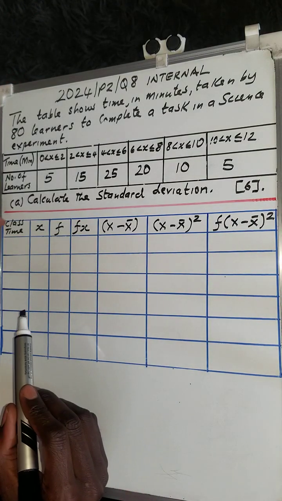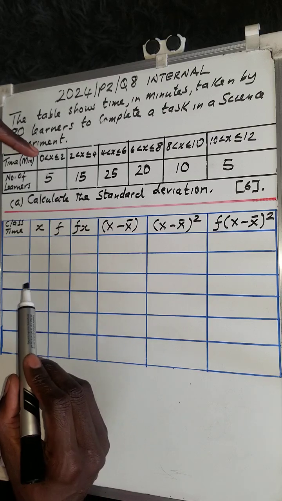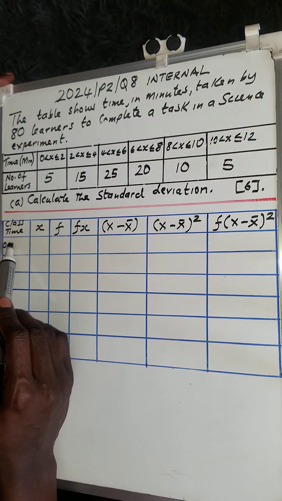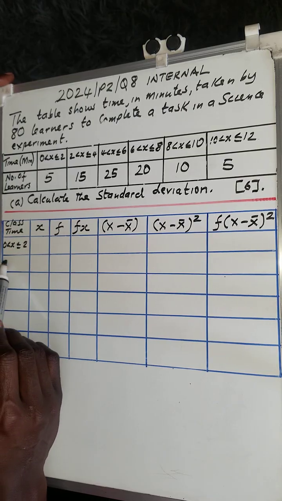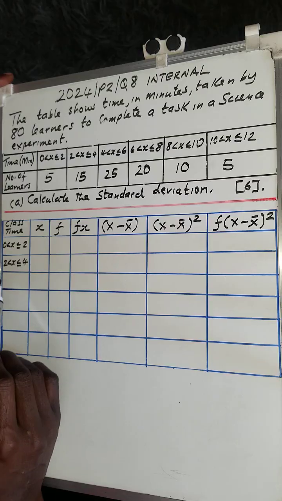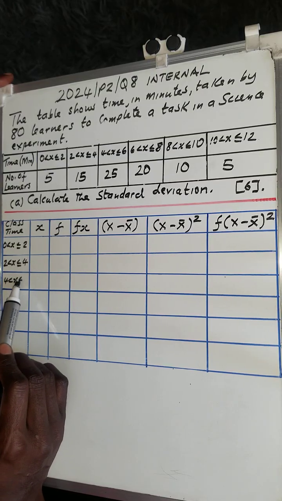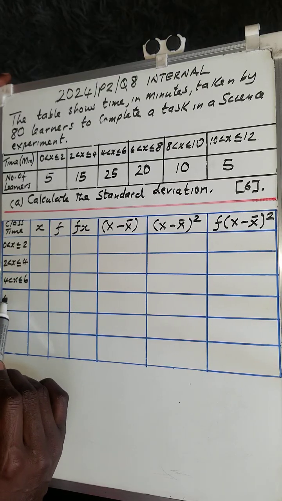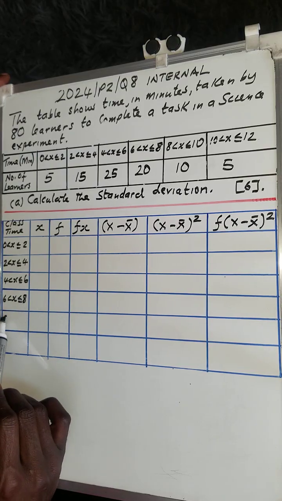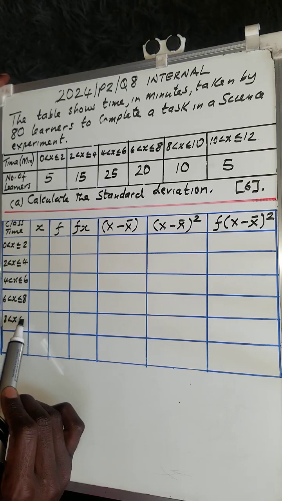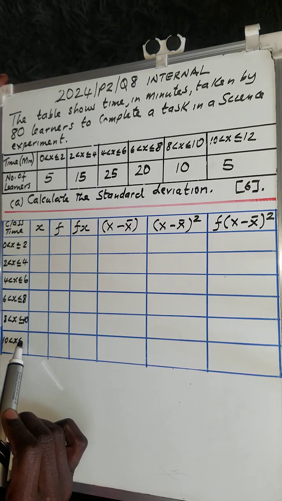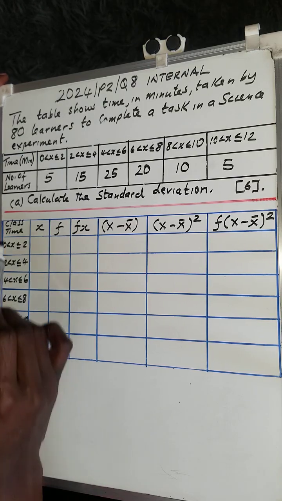So remember the class time interval, the first one there, you just need to copy that. Between 0 is less than x and x is less or equal to 2, 2 is less than x and x is less or equal to 4, 4 is less than x and less or equal to 6, 6 is less than x and less or equal to 8, 8 is less than x and less or equal to 10, and 10 is less than x and less or equal to 12. So you just copy that.